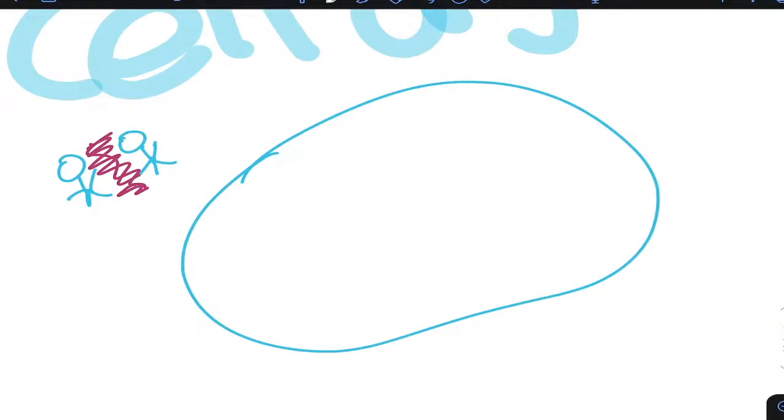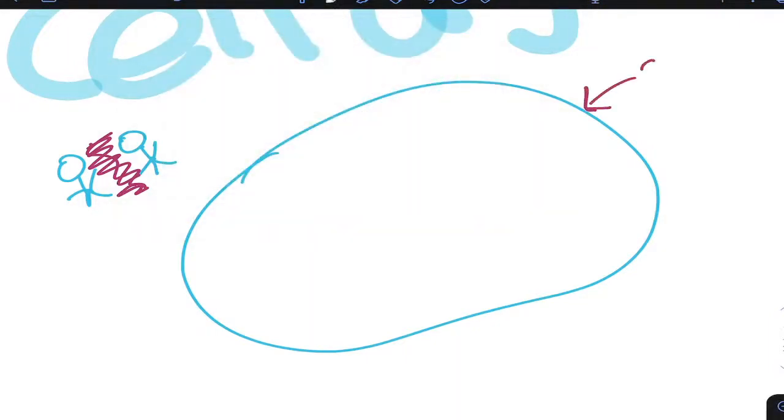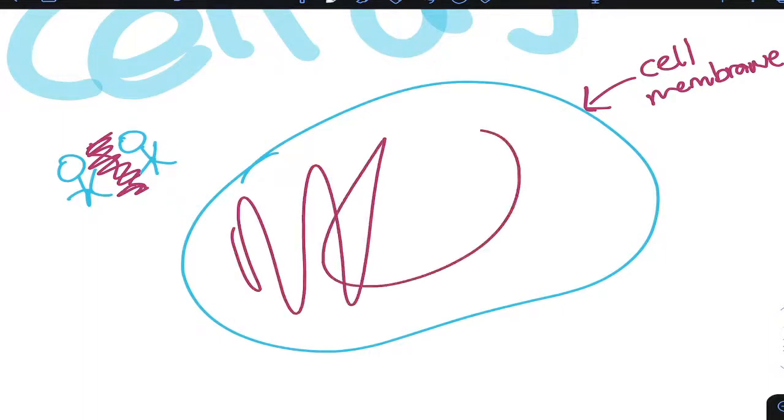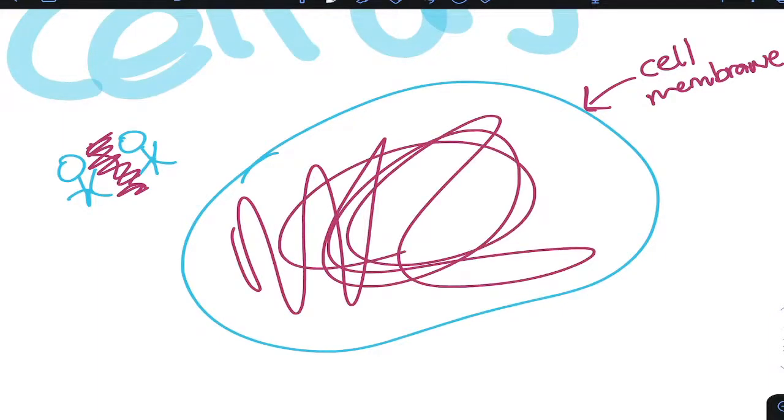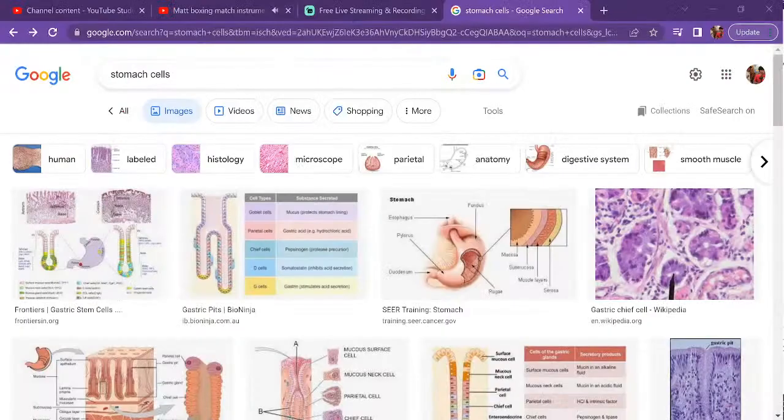Right. So the first part we're going to talk about on a cell is something called a cell membrane. It is the wrapping of a cell. It is what keeps the cell separate from other things. It's also what keeps all the stuff inside of a cell inside of the cell. It is the wrapping of the present. It is the wrapping of the gift. Let's have a look at what an actual cell membrane looks like.